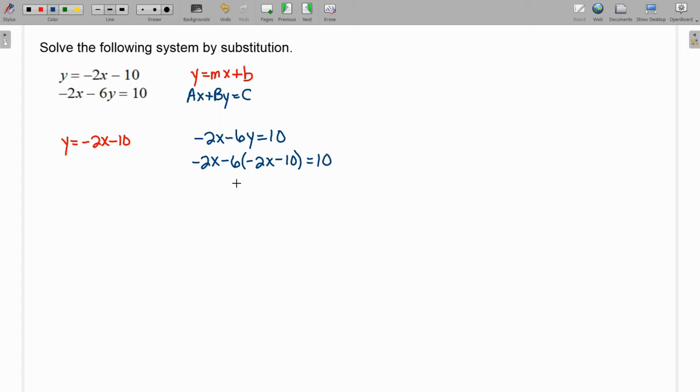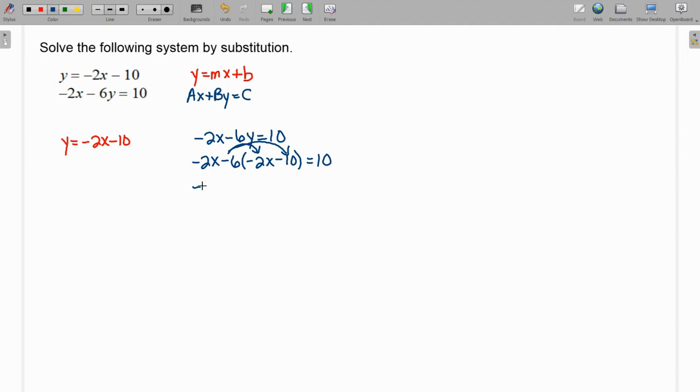Now, from here, what I'm going to do is I'm going to expand out this quantity of this negative 6 times negative 2x minus 10 by using the distributive property. And I'm going to do that by taking negative 6 times negative 2x and then taking negative 6 times negative 10. Everything before that in this equation, like the negative 2x, and everything after that part, this equal 10, is going to stay exactly the same as it is.